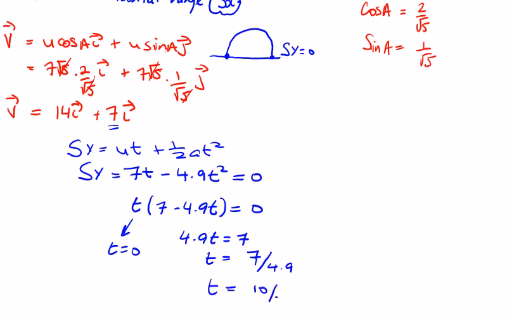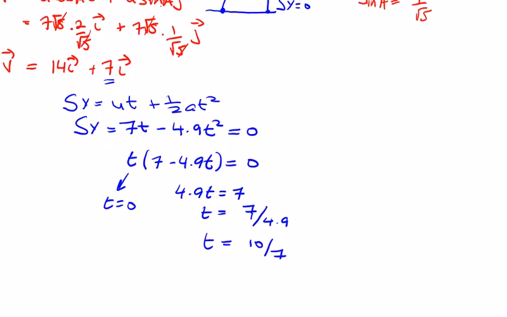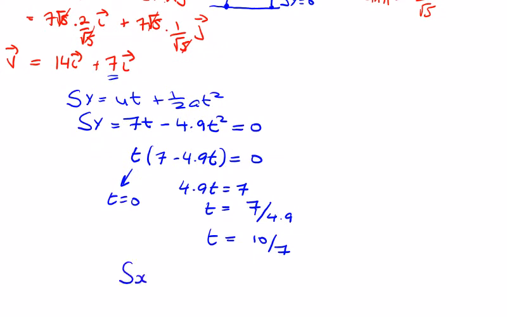So t is equal to 10 over 7, and then s of x, the displacement in x, the range, is equal to ut, no acceleration, and my initial velocity in x is 14, so 14 by 10 over 7 is going to be 2 times 10, which is 20 meters.